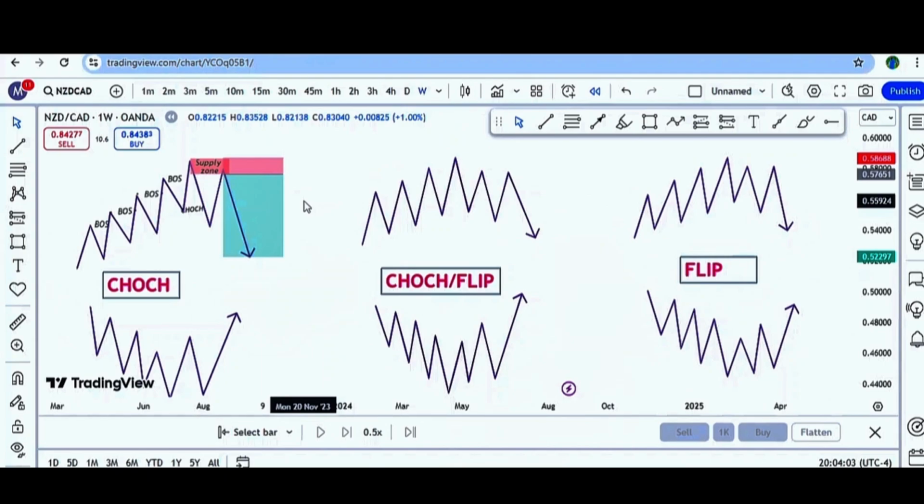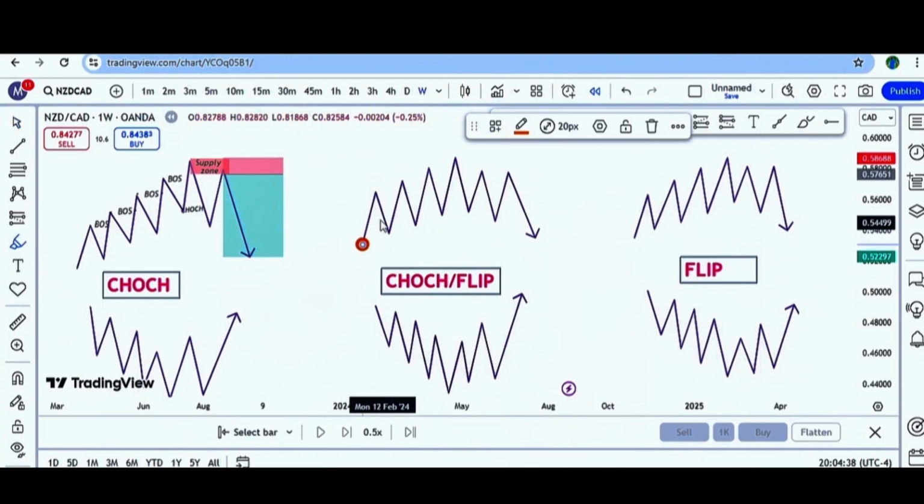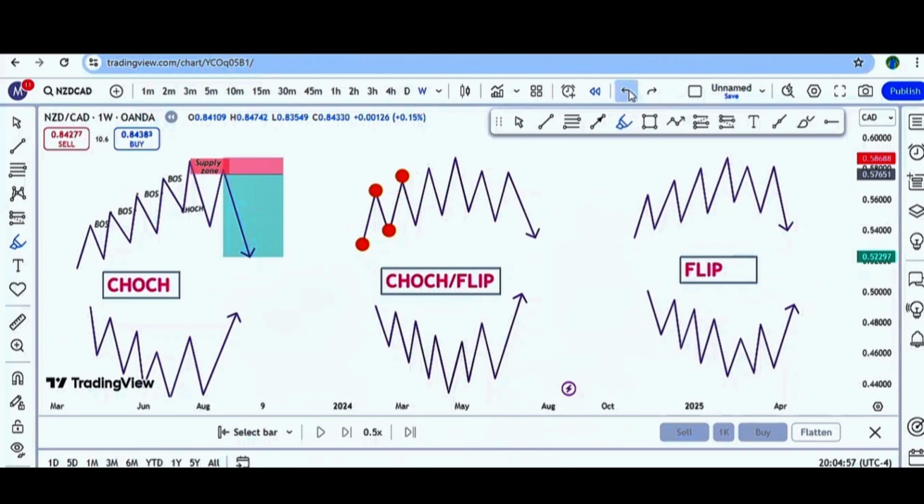And the second one here is choke flip. This is the combination of the first one plus what? Flip. Now you can see price is creating higher low, higher high, higher low, higher high, breaking structure to the upside, higher low, higher high, breaking structure to the upside again, higher low, higher high, break structure to the upside again. Pay attention here, guys, and see what I want you to understand here.